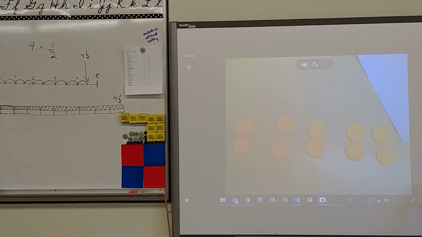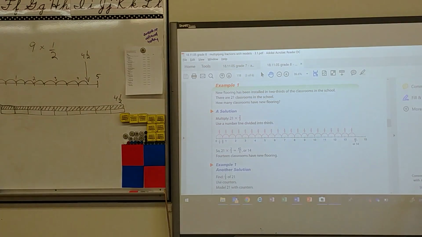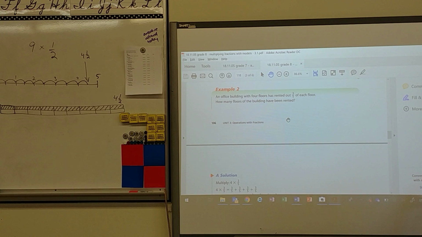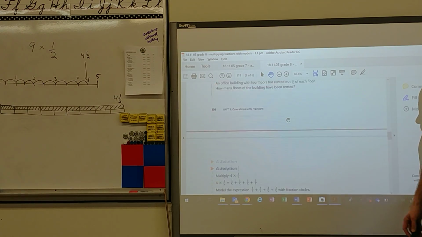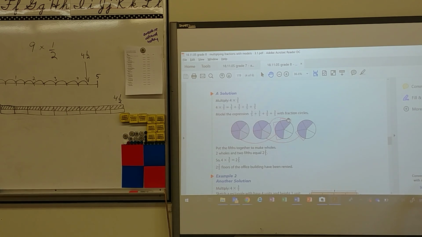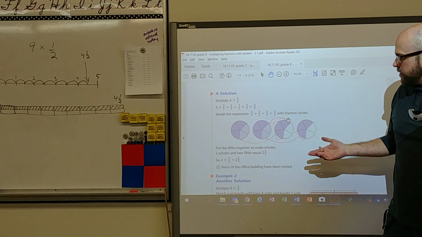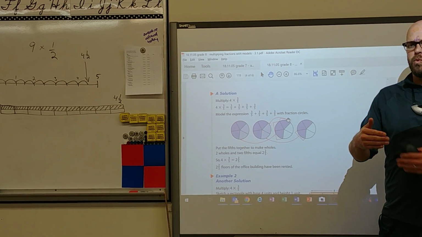All right, let's take a look back at the assignment. We are almost done, ladies and gentlemen. We've gone through most of the models. And there's your final one. Here it says an office building with 4 floors is rented out 3/5 of each floor. This is where you can use multiple models. But this is one final way to do it. They said 3/5 of each floor. What they're saying is imagine, close.